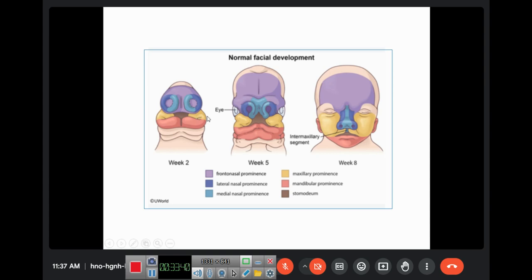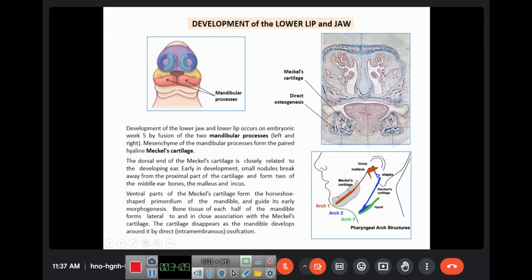Yellowish are the paired maxillary prominences that fuse both with lateral nasal prominences and medial nasal prominences to form the rest of the upper jaw, lip, and upper part of the cheek. And mandibular prominences left and right fuse together to form the lower jaw and lip and the mandibular portion of the cheek. Now we will discuss the development of the parts of the face in detail.